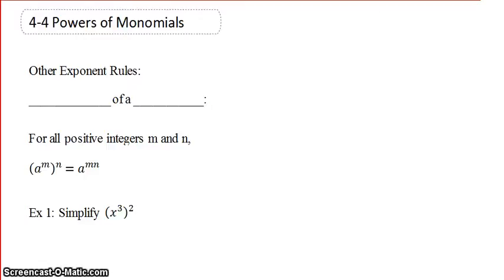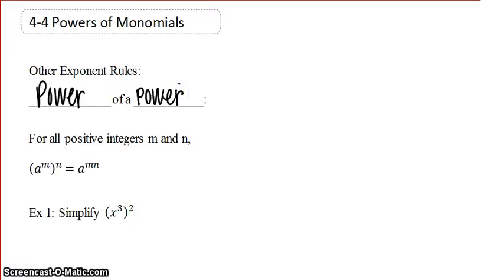Alrighty, so we're now on to 4.4, which is powers of monomials. Okay, so we have learned some exponent rules. We learned the product of a power, and that means we added the exponents so that they have the same base. Now we're going to learn power of a power.